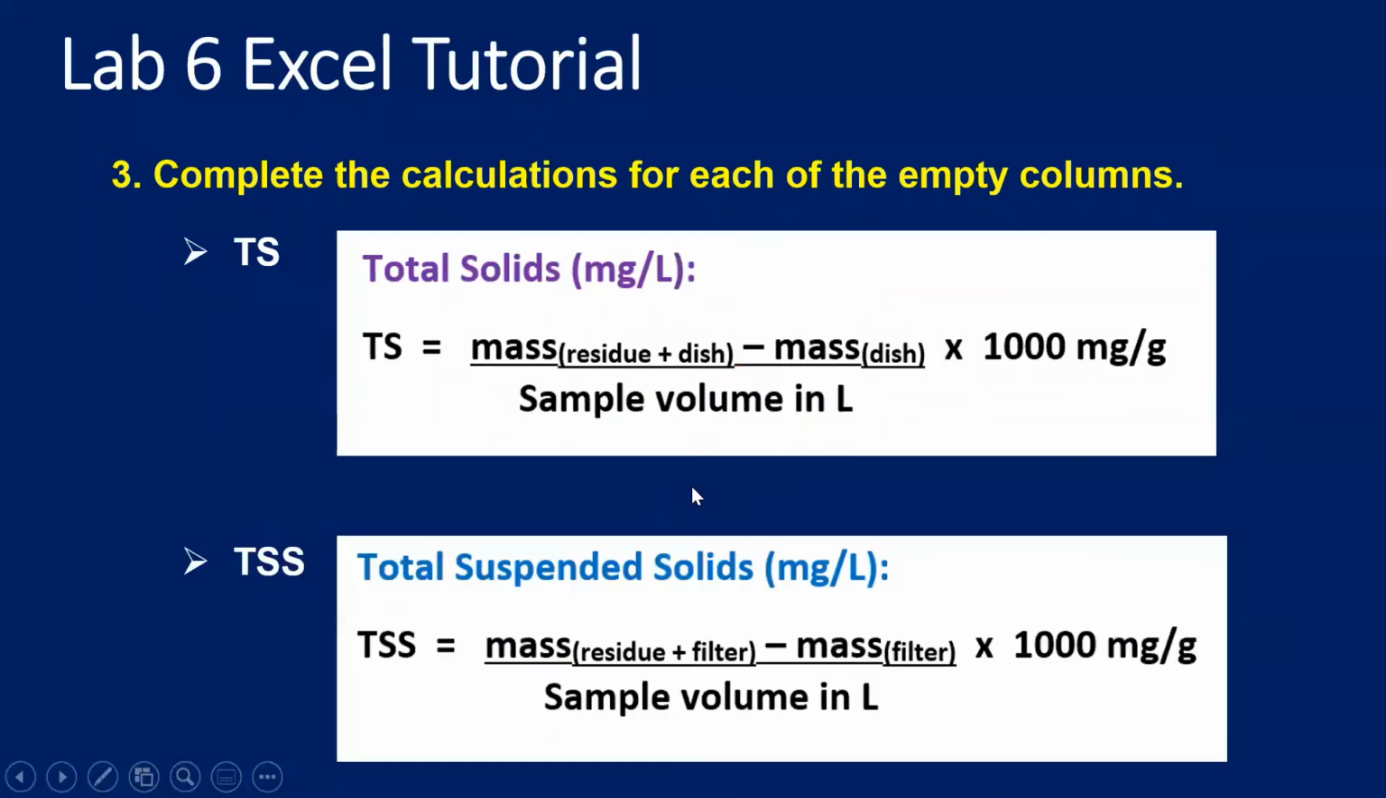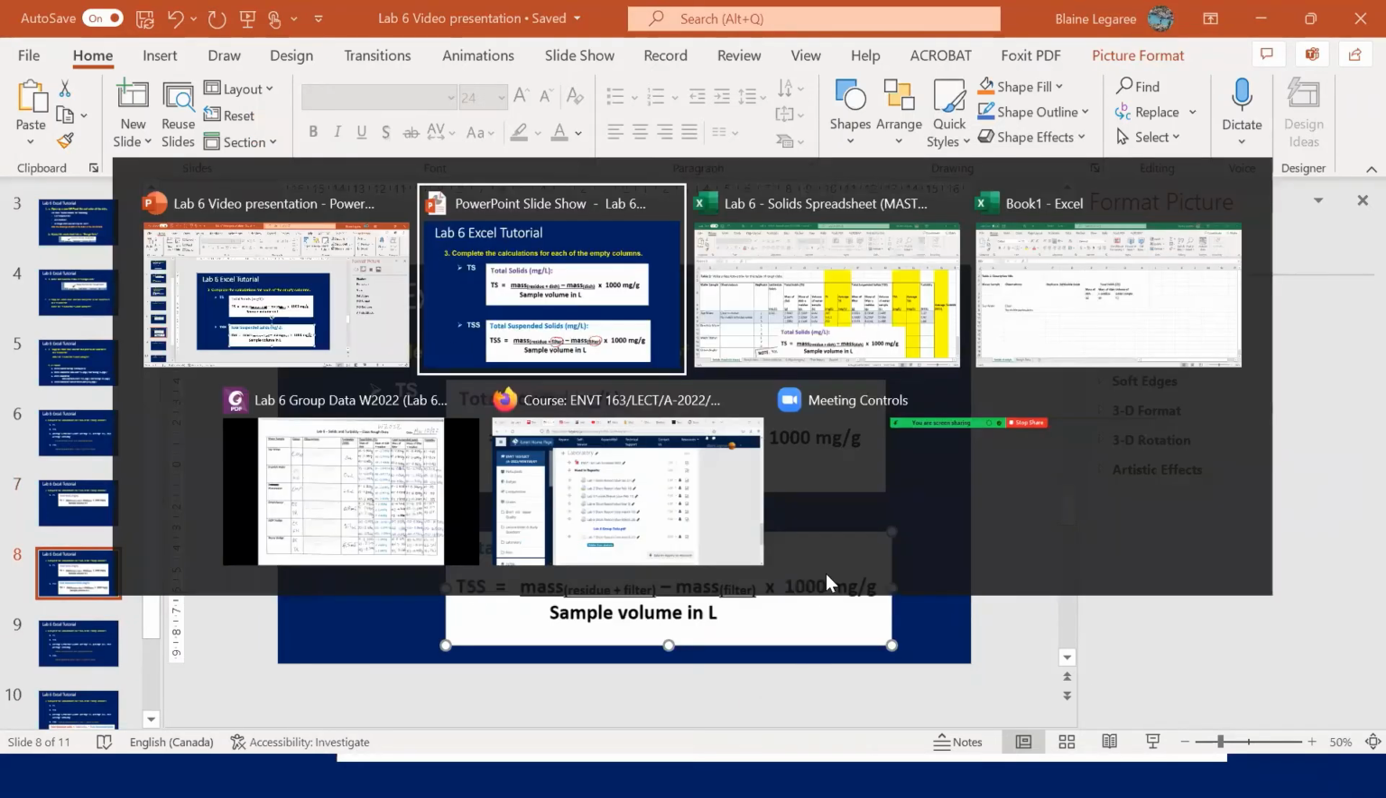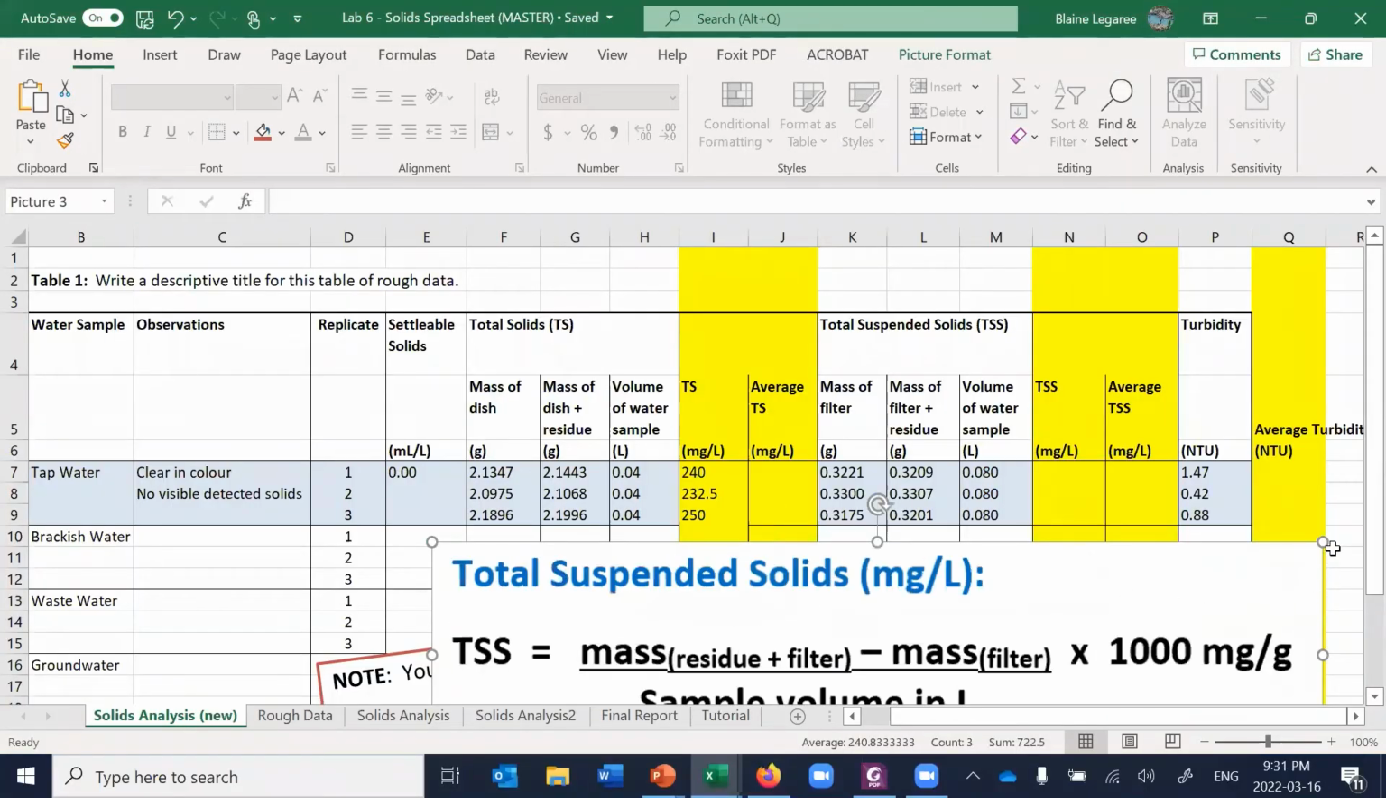The next formula is total suspended solids. So remember, this formula is basically exactly identical to the total solids formula, except we're looking at a filter instead of the dish. But the good news is in our spreadsheet, so I'm going to go back to our spreadsheet, and maybe I'll bring this formula with us here as well. If you want me to do that, I can do that. It's very easy to do.